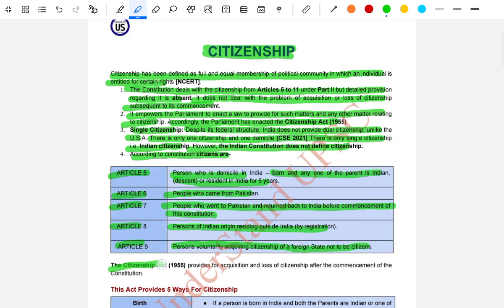The Citizenship Act 1955 provides for the acquisition or loss of citizenship after the commencement of the Constitution.